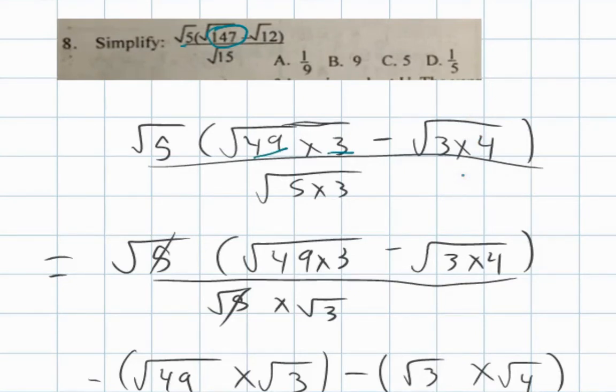So here we have this. Like I said, I broke these up. So 147 is now 49 times 3, and 12 is now 3 times 4. I noticed that I left them in their square root symbols. And I did the same thing with 15. Here's 15, it's now 5 times 3. So I broke apart this, and I made it into this.